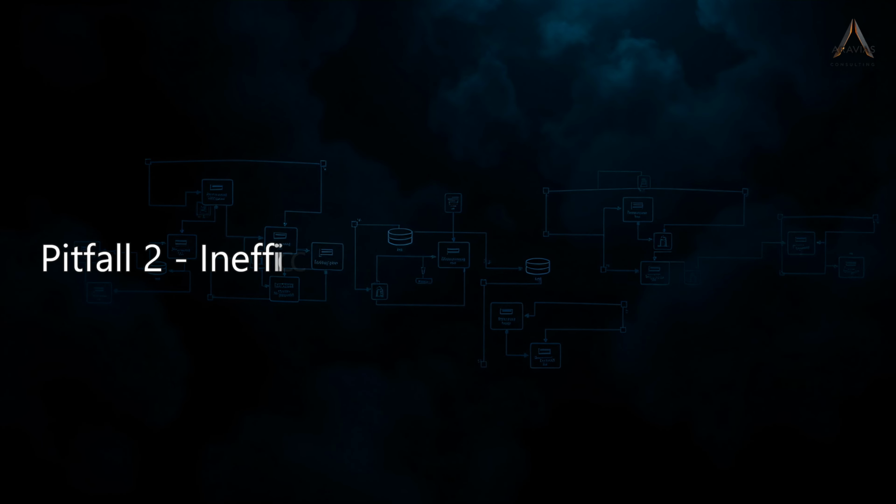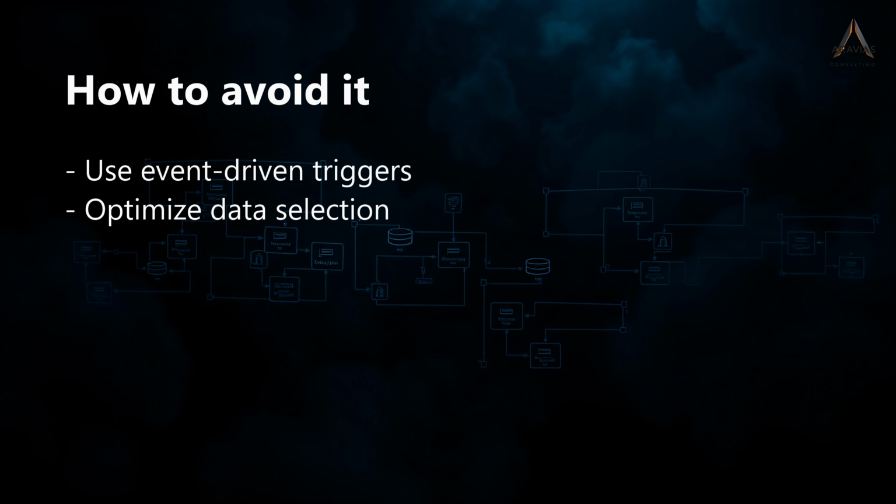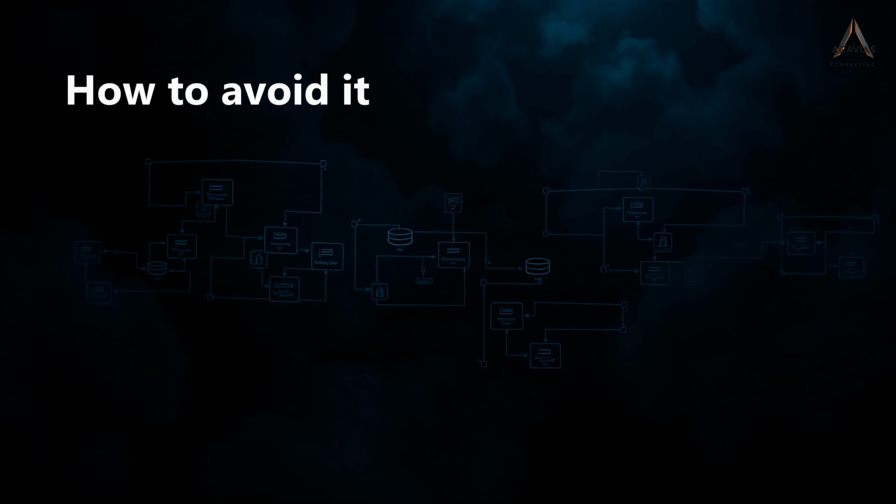Pitfall number 2: inefficient pipeline design equals high costs. Azure Data Factory charges based on execution time. If your pipelines run too frequently or process unnecessary data, you'll blow your budget quickly. How to avoid it? Use event-driven triggers instead of running pipelines on a fixed schedule. Optimize data selection. Process only the data that has changed, not the entire dataset.